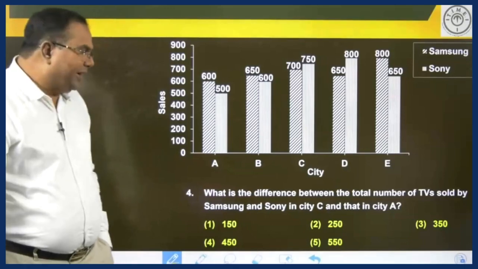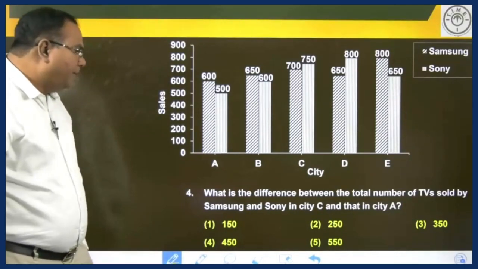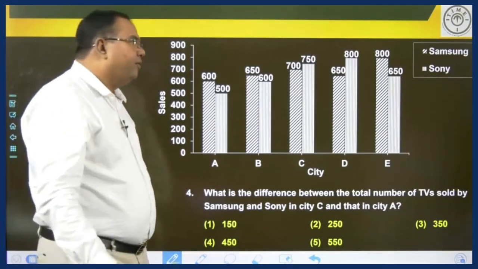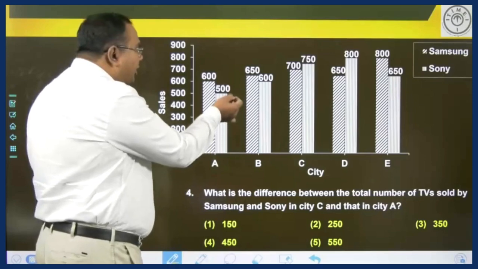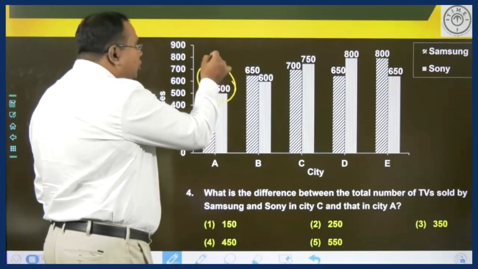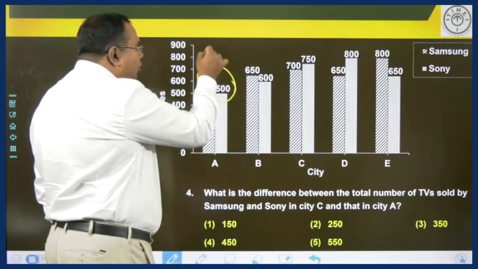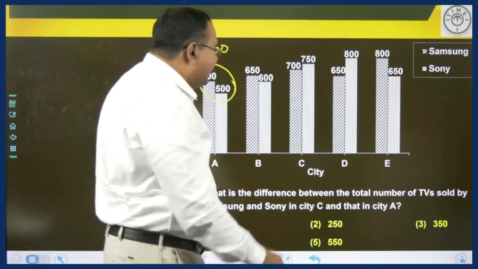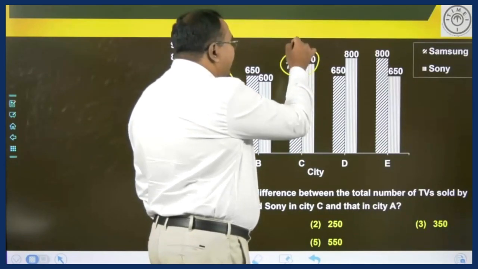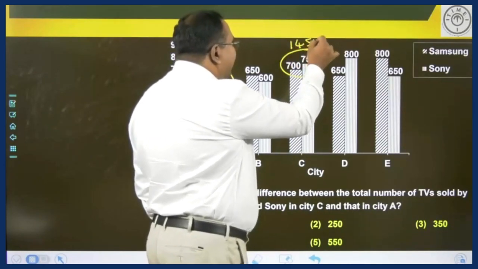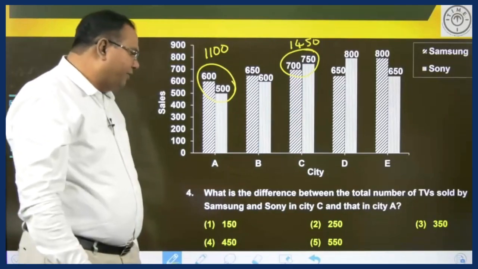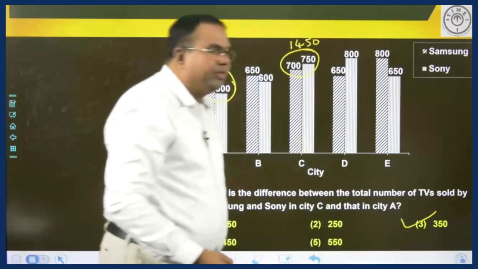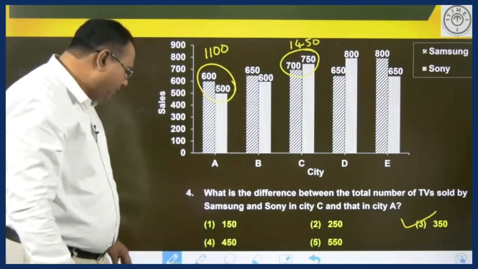What is the difference between the total number of TVs sold by Samsung and Sony in city C and city A? What is Samsung and Sony together in city A? You have to add these two together. 600 plus 500, 1100. And city C, 700 and 750, it is 1450. So clearly, the difference between 1100 and 1450 is 350. 350 is present in choice 3. Right?